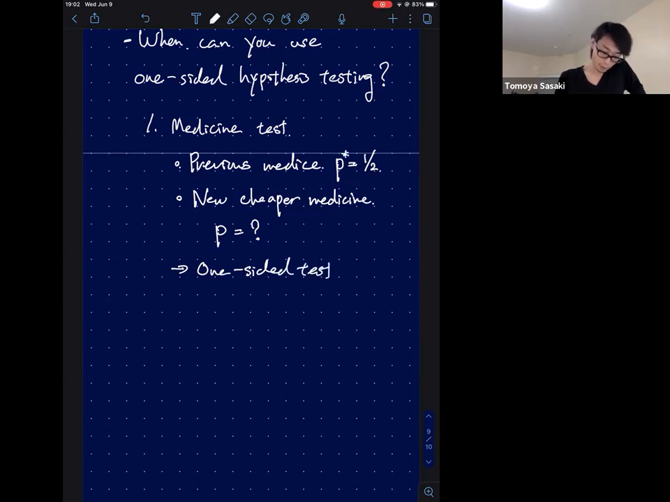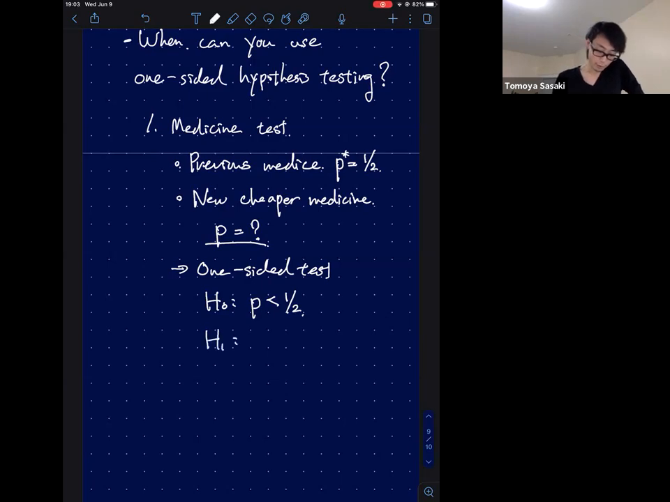So sorry, let's say this is P star, because what you want to disprove is that this P is not smaller than 1/2, right? So what you want to know is this new medicine is at least as good as the previous one. And if it's better than the previous one, that's fine. But you don't care about that. If it's new medicine, you just want to know whether this is as good as the previous one. Then this is a typical example of one-sided testing.